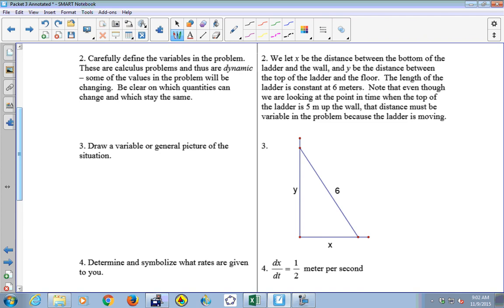Okay, so even though we're going to look at the point in time when the ladder is 5 meters up the wall, I'm not going to label that with a 5 yet. Okay, I'm not going to put a 5 here. Y is variable, y is changing, so I just leave it a y for now. You put it in when you do the snapshot.